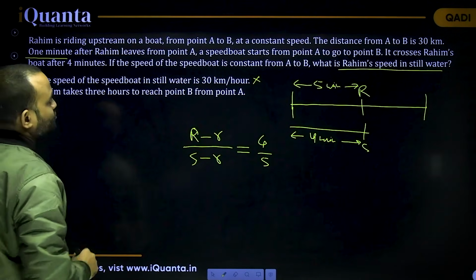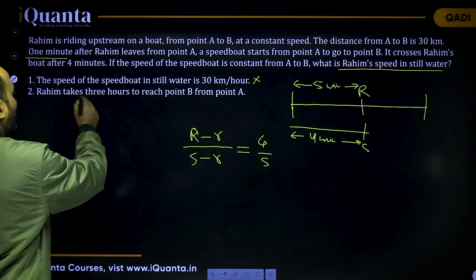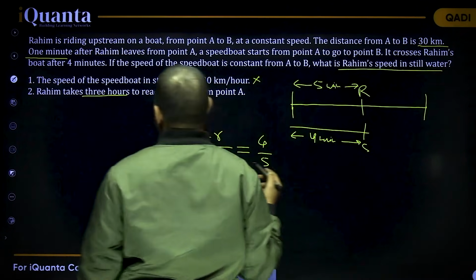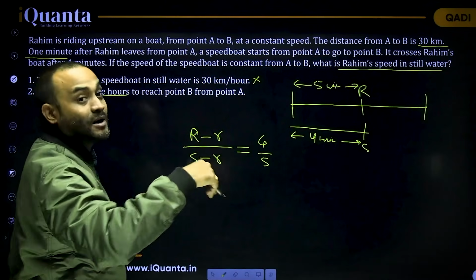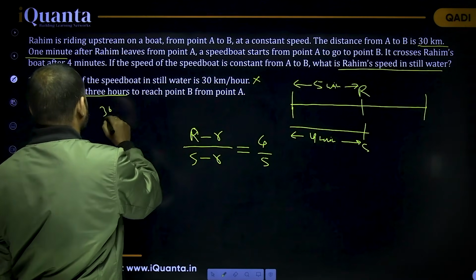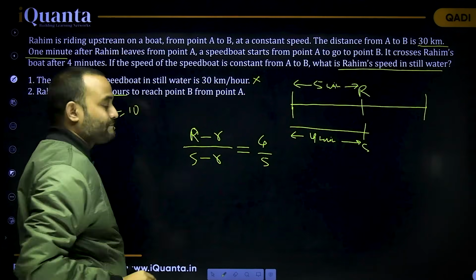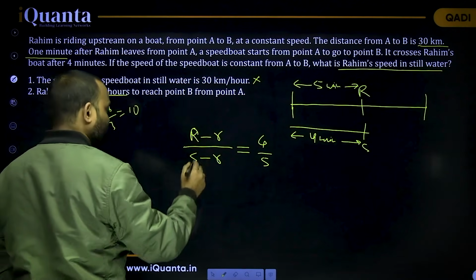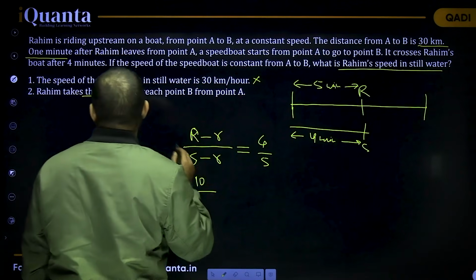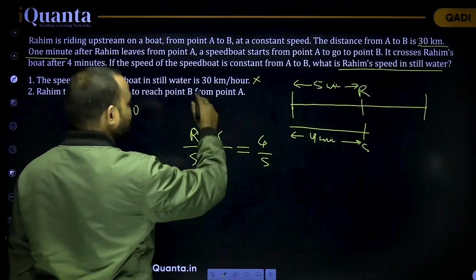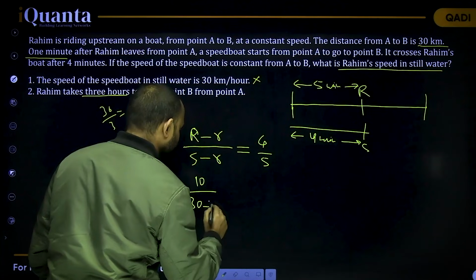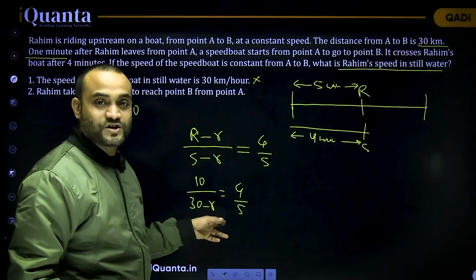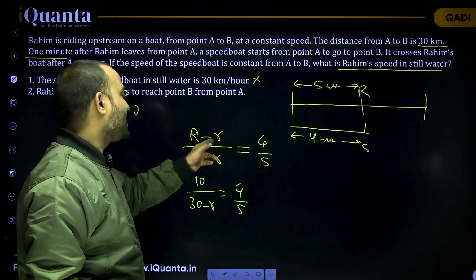Statement 2: Rahim takes 3 hours to reach point B from point A. 3 hours, and the total distance is 30 km. So the speed of Rahim in upstream is 30 upon 3, that is equal to 10. Now we know that R minus r is equal to 10, correct? Now if I put this, R minus r is equal to 10, and the speed of the speedboat in still water is 30, then 30 minus r is equal to 4 by 5. So definitely we can find the speed of the stream. Once we find the speed of stream, R minus r is 10.